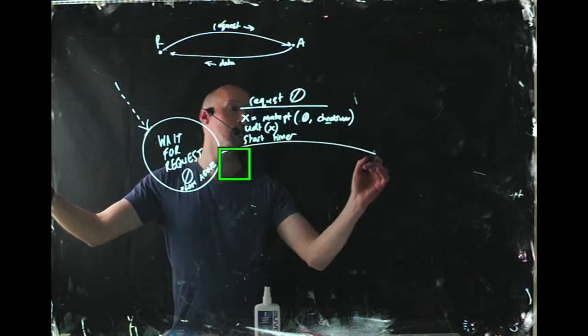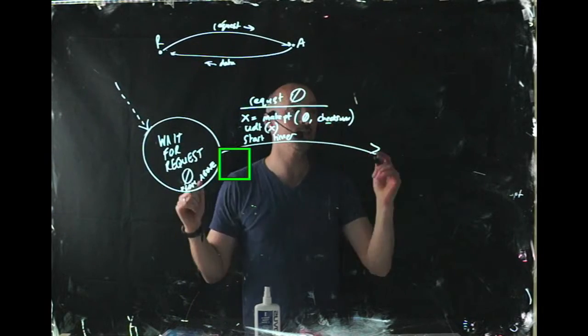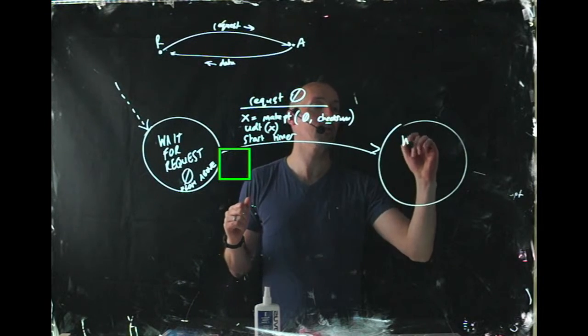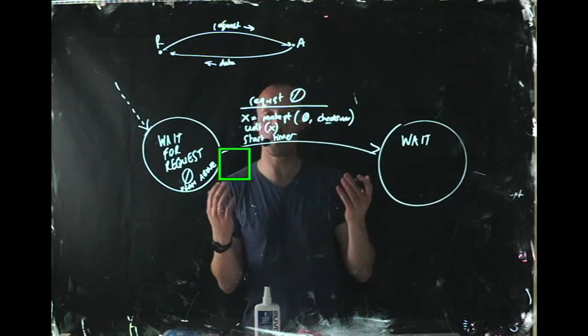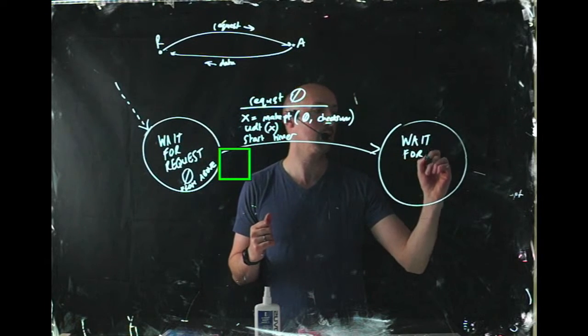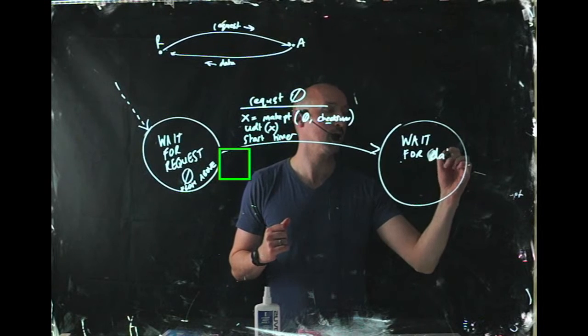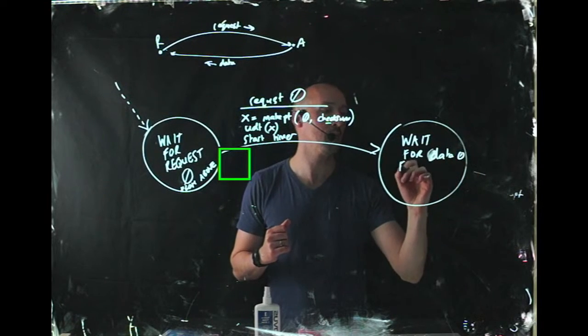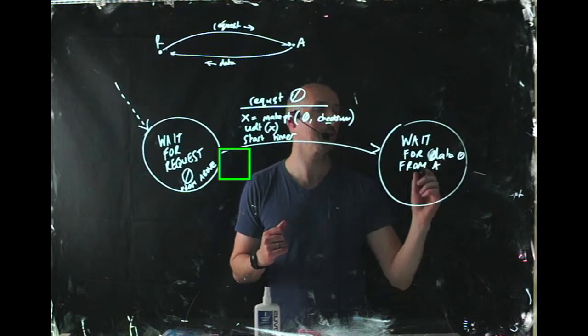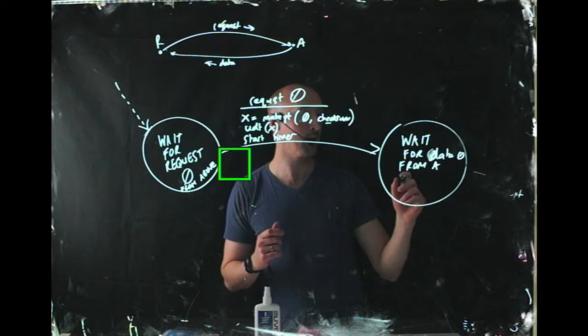And off you go to this state over here where you're waiting. At this point you're waiting for the data. So now you're waiting for A to send you the data. So this is a pull protocol as opposed to a push protocol. So you wait for data 0 from A. You probably hear my kids coming home from school. Wait for data 0 from A.